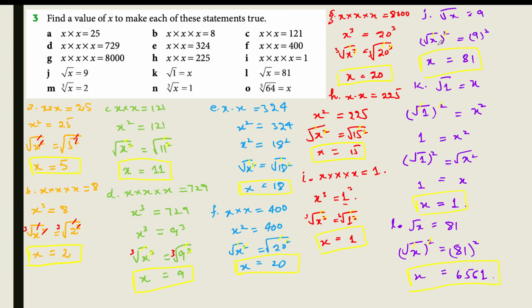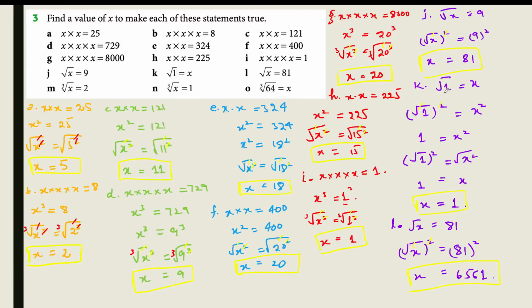Here we already have the square root of x. In order to get rid of the square root, we take square on both sides. This way the square will get cancelled with the root on the left hand side, and on the right hand side when we take the square of 9 we get 81. So the value of x is equal to 81.